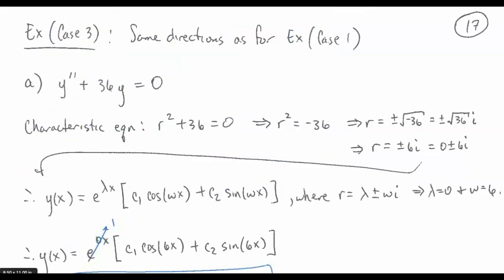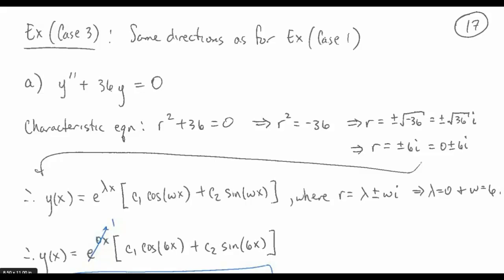All right, so we're finally going to get into our case 3 examples. These will be the examples where our characteristic equation will produce complex conjugate solutions. And thus we'll have to use the case 3 form of a general solution for this type of ODE, where it's just e raised to the lambda x times the sum of sine and cosine functions.